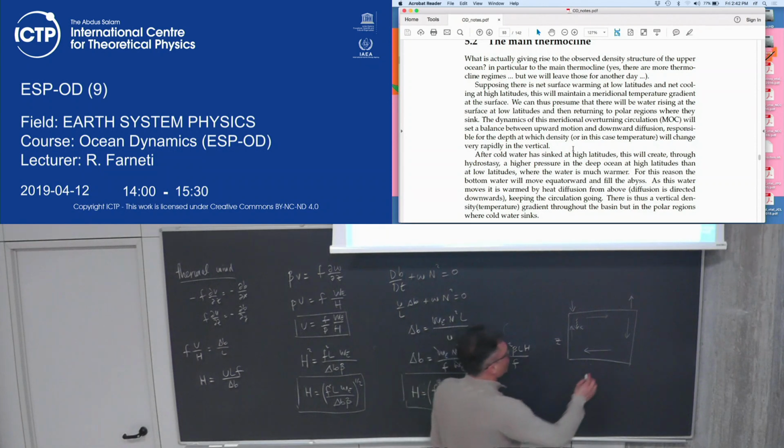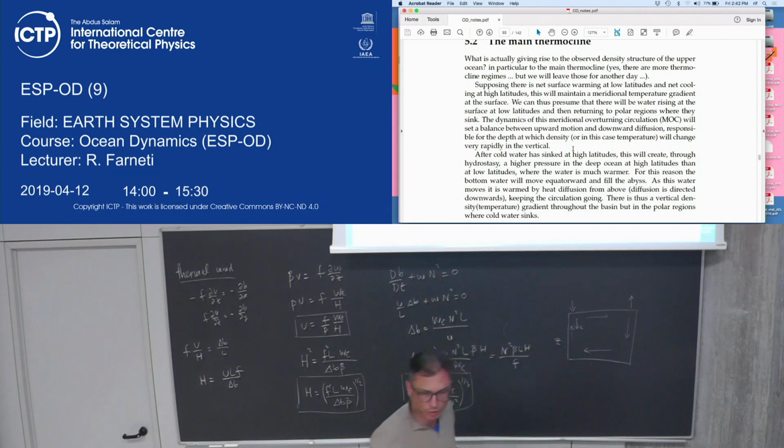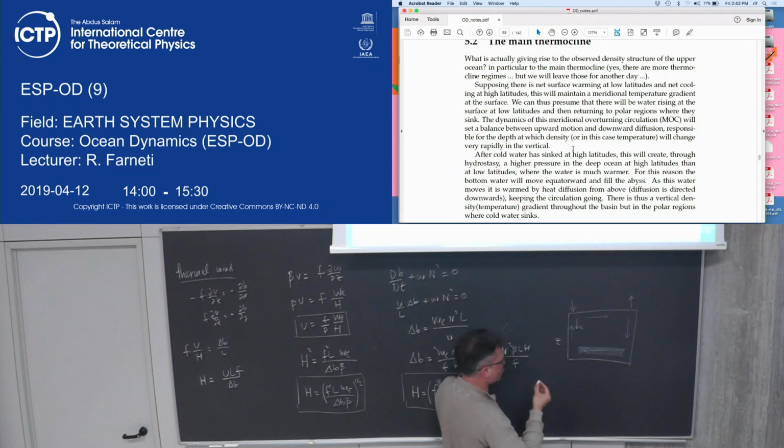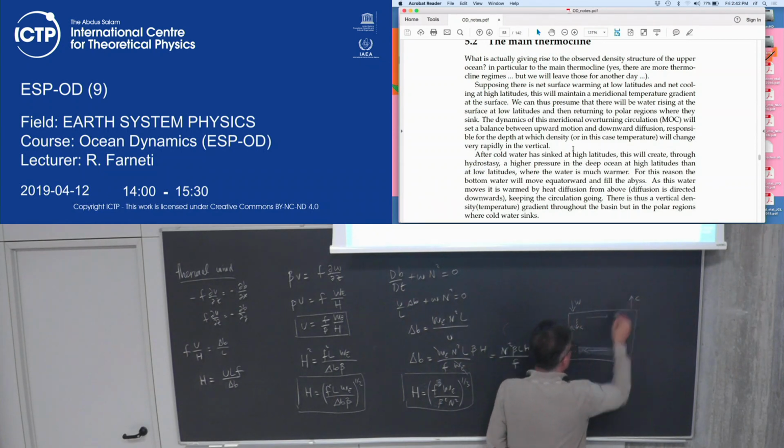So we're saying here the water goes towards the high latitudes, there is net cooling, becomes very cold, dense, and goes to the bottom. Then you use hydrostatic balance. This is much denser than this one. There's higher pressure here than here, and so this water starts going towards the equator, towards the low latitudes. And then here you have net warming. So you have warming here and you have cooling.